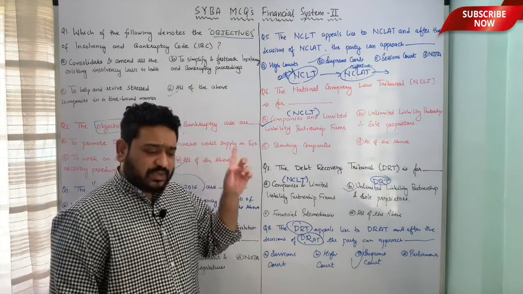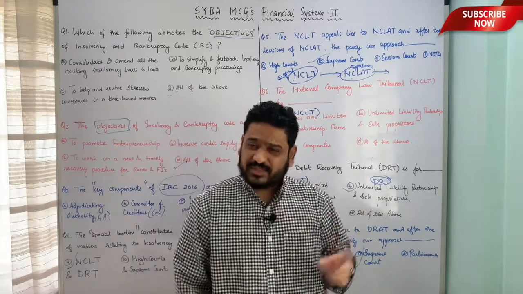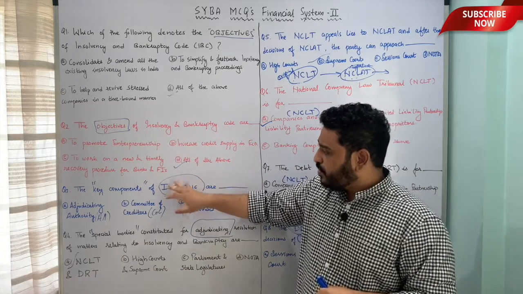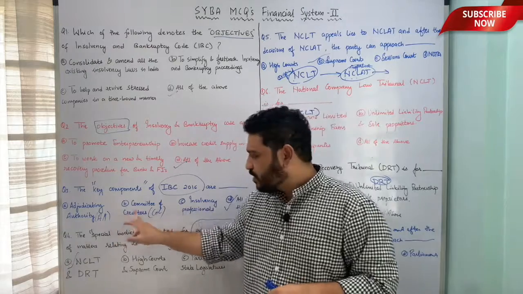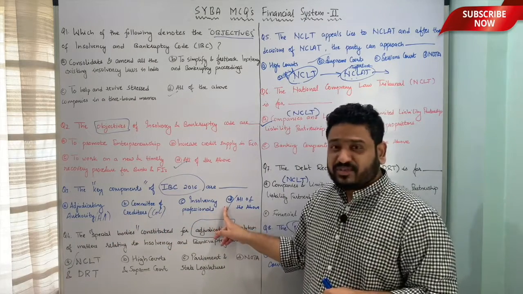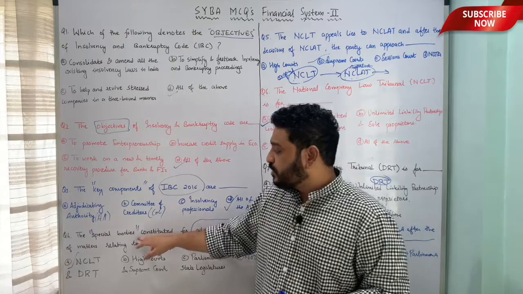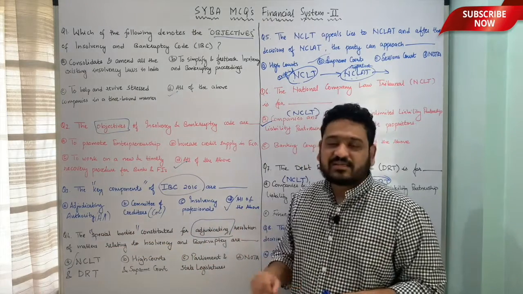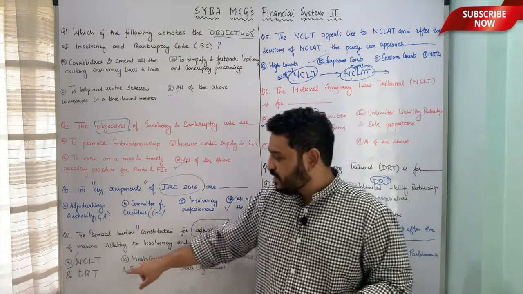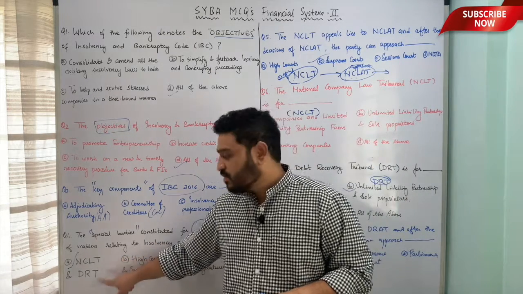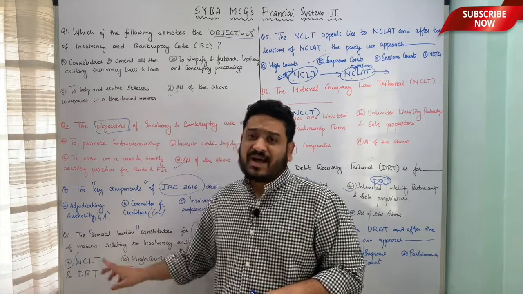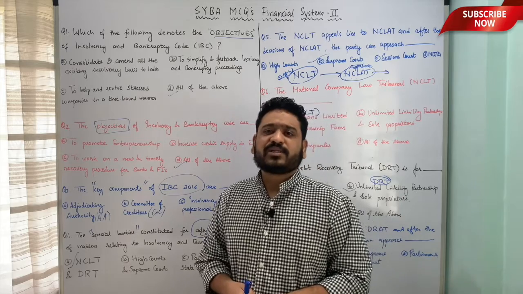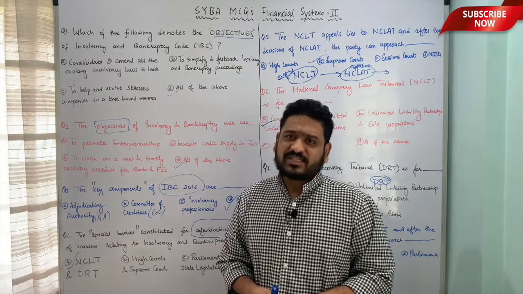I hope the questions with respect to the objectives of the Insolvency and Bankruptcy Code are clear, and also the key components of IBC: the adjudicating authority, the committee of creditors, insolvency professionals, and questions in association with the special bodies constituted for the adjudication of matters relating to insolvency and bankruptcy, that is NCLT and DRT. In the next class as well, we are going to look at some important multiple choice questions with respect to chapter 4. So please stay tuned for more. Thank you.